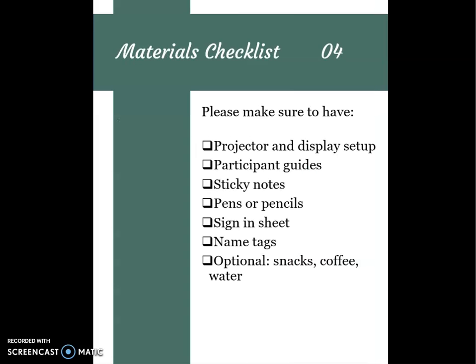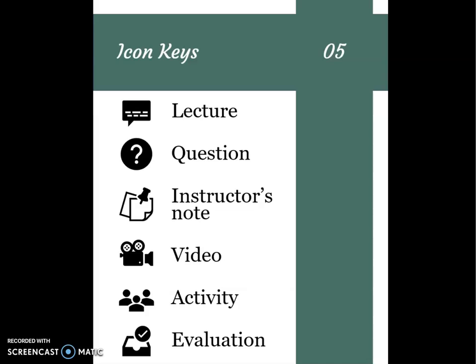Here's my materials checklist. I use the boxes so the instructor could actually check it off as they find these things, make sure they have these things for the workshop. This is my icon list. I would love feedback on if you think any of these icons are not completely clear. I like them so far and I used them throughout the facilitator guide, but I'm not 100% sold on any of them.